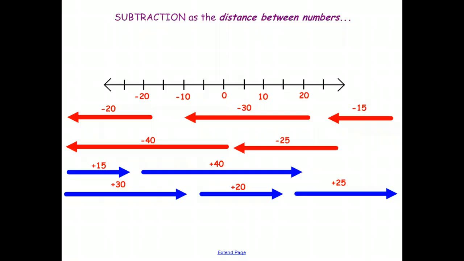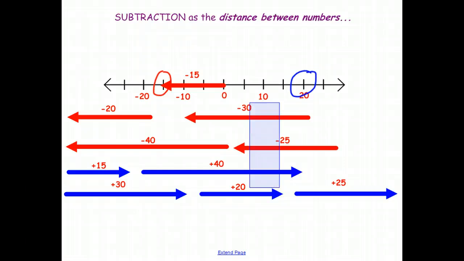Looking at this, subtraction is the distance between numbers, and we say we started with negative 15, which we're going to represent with this arrow, and positive 20, which we are going to represent as the distance with this arrow.